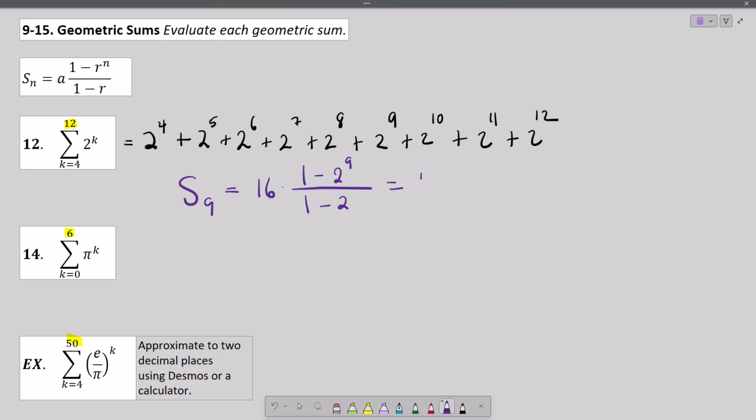So this turns into 16 times 2 to the 9 minus 1. This is negative 1 downstairs. If we distribute it to the top, we just flip the subtraction. So that's what that all adds up to. Now, whatever 2 to the 9 is, we can type it in the calculator, subtract 1 and multiply by 16 and get the number. But that's how we can do that fast.